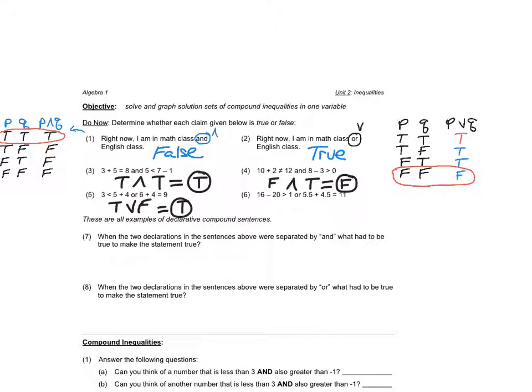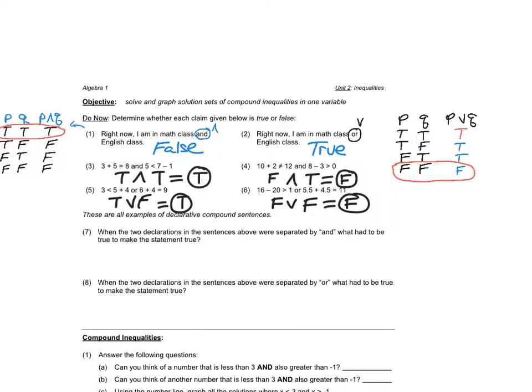All right. 16 minus 20, what's that? Negative 4, that's not bigger than 1, so false. Or, now what's 5.5 plus 4.5? 10 even. So that's not equal to 11. So we're looking at false. So the whole shebang is false because each part is false.